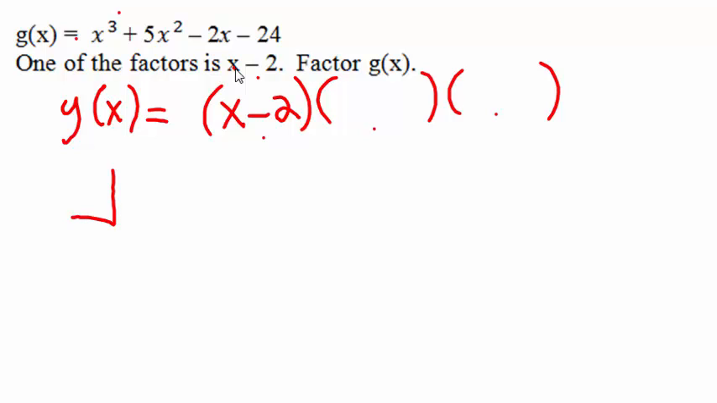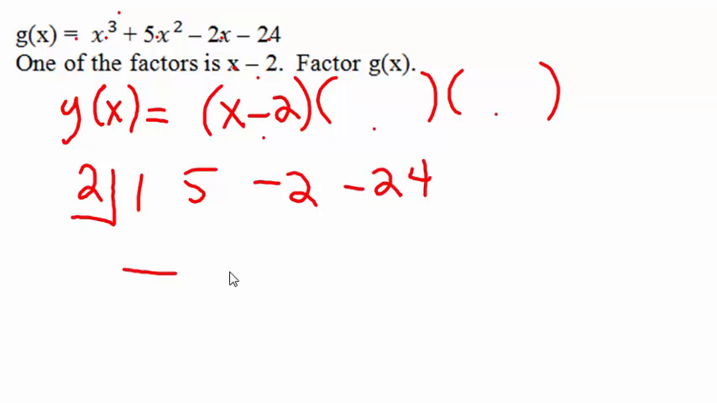I need to put positive 2 in the box because that's the value of x that would make what I'm dividing by equal 0. Then I'm going to line up the coefficients from the original problem: 1, 5, negative 2, and negative 24. I don't need to fill in any zeros because all the powers of x are accounted for.